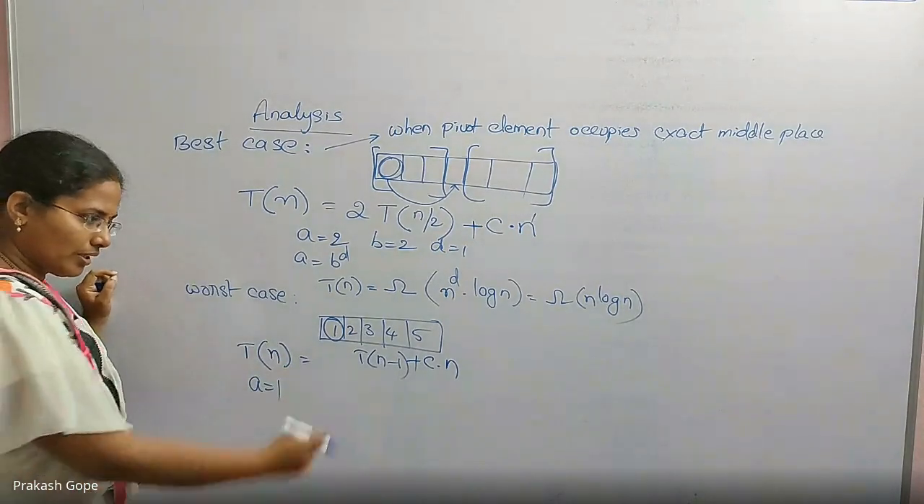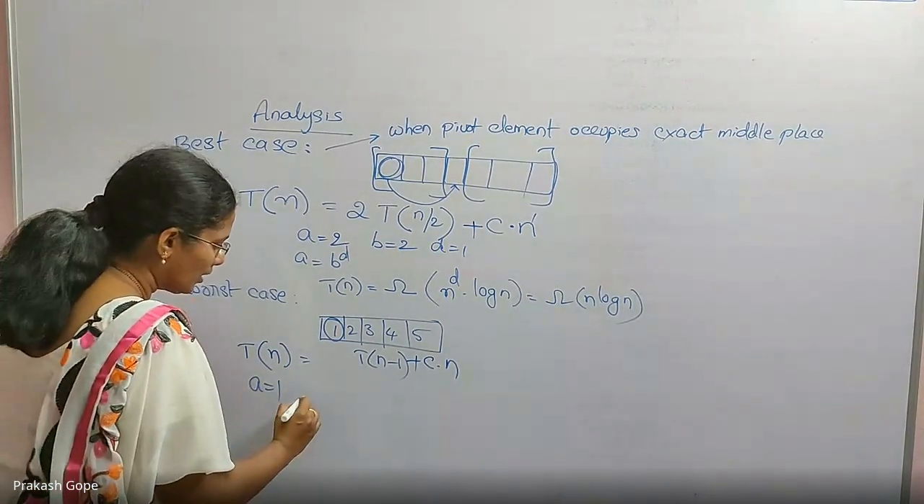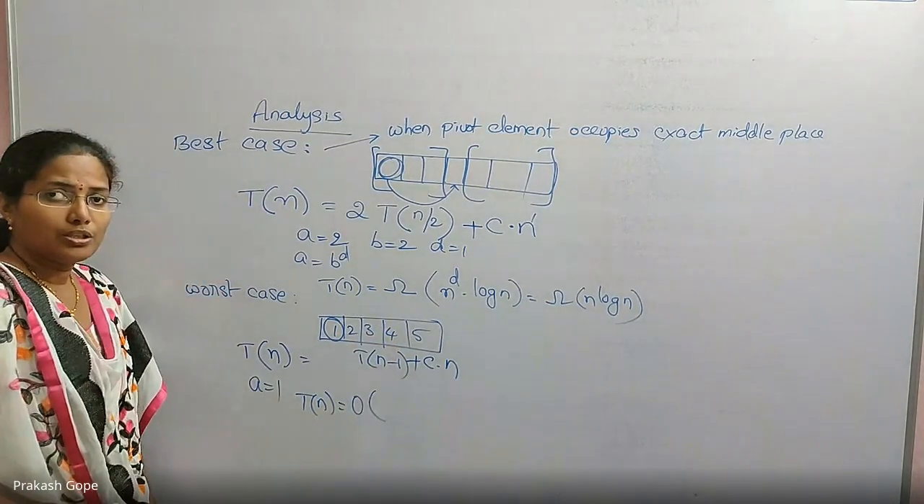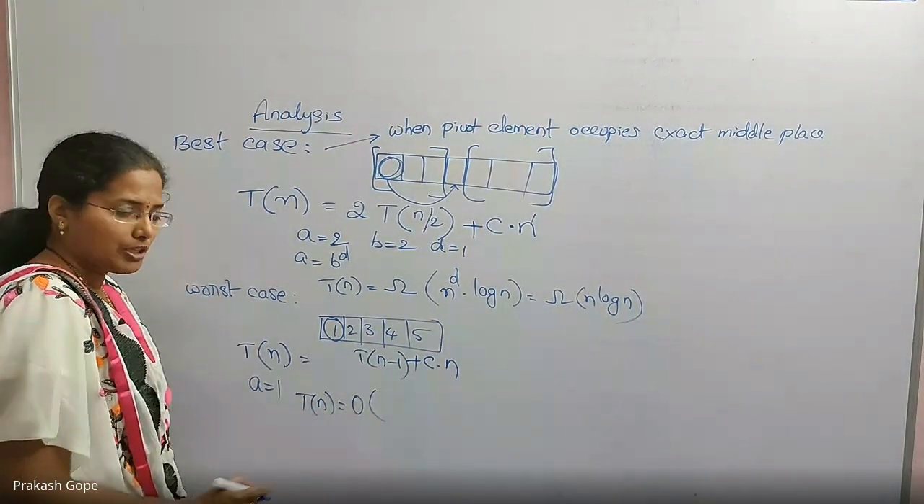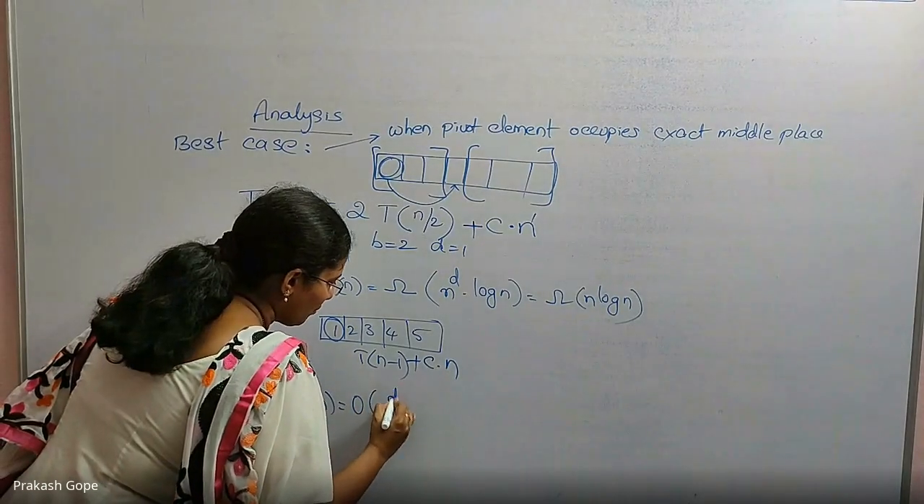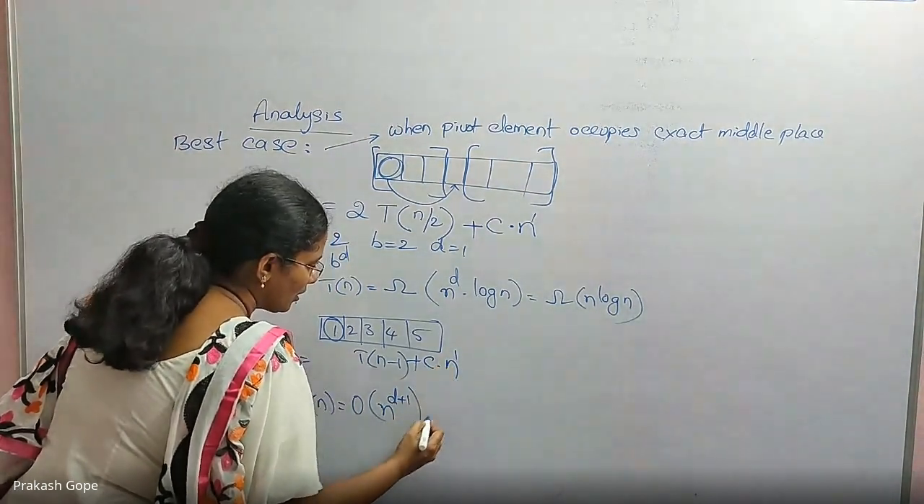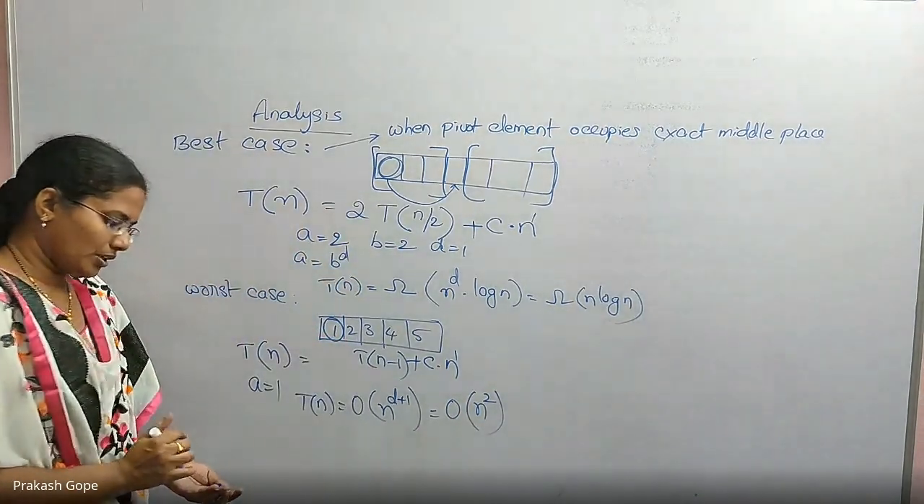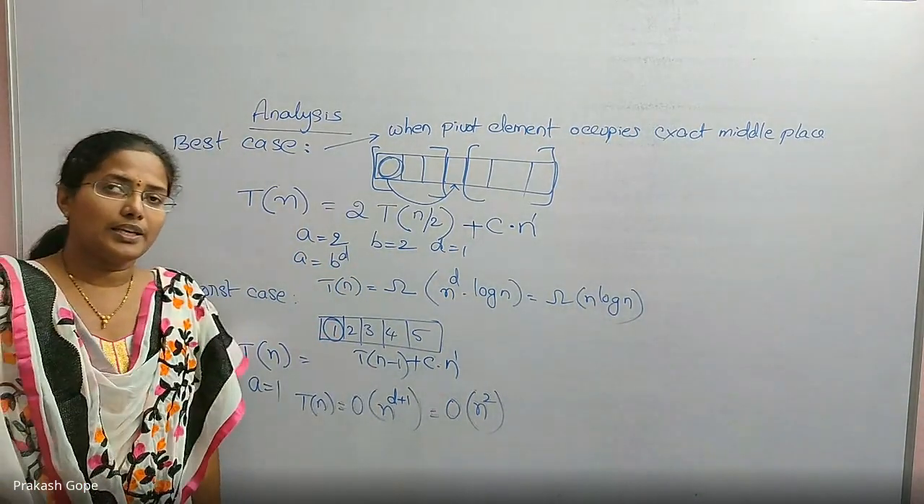It's not divide and conquer, it is decrease and conquer. A equal to 1. So T of n is equal to big O of n power d plus 1. Here d is 1, that's why it is big O of n square. So the worst case time complexity of quicksort is n square.